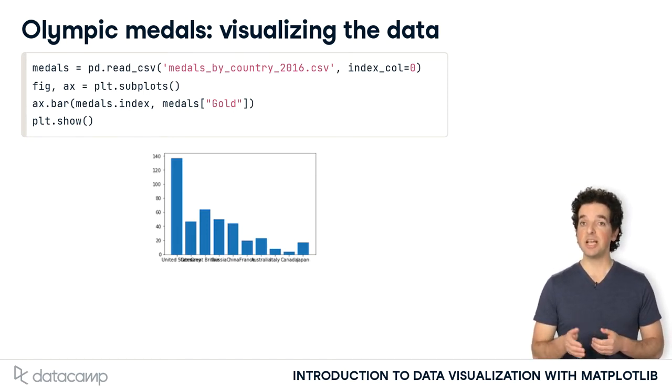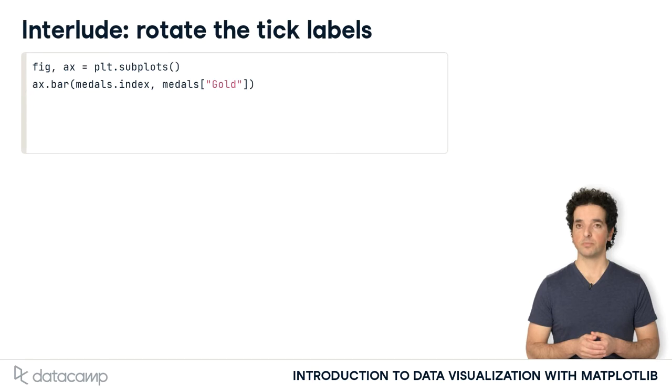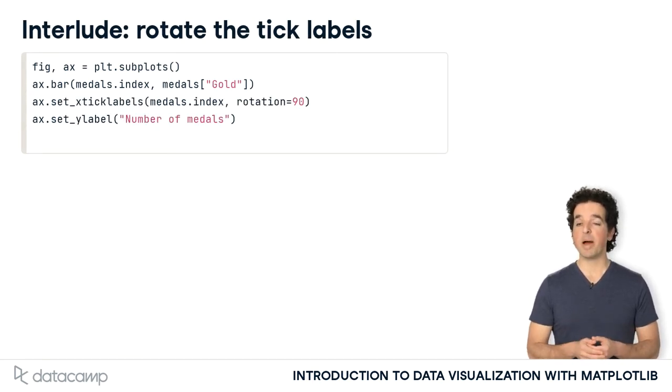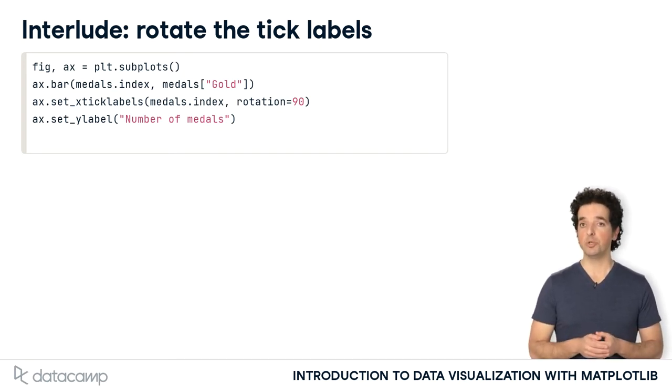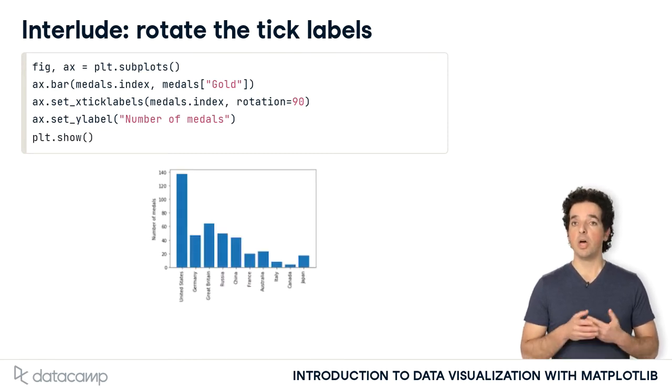Unfortunately, these names are rather long, so they overlap with each other. Let's fix that first. To fix these labels, we can rotate them by 90 degrees. This is done by using the set_xticklabels method of the axes. We also take the opportunity to add a label on the y-axis, telling us that the height corresponds to the number of medals. This looks good.